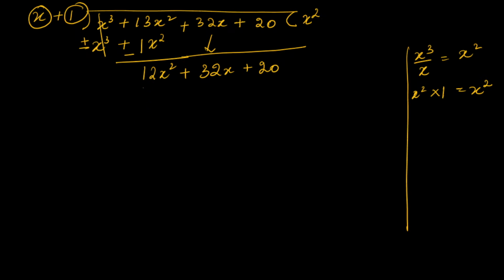12x square. So the same term I am just going to write. First term same we have to write. Then the second one. Now after writing it the same, with this 12x square, you have to divide the first term of the divisor, which is x. So if you divide it, you will get 12x. This 12x you have to write at the quotient.